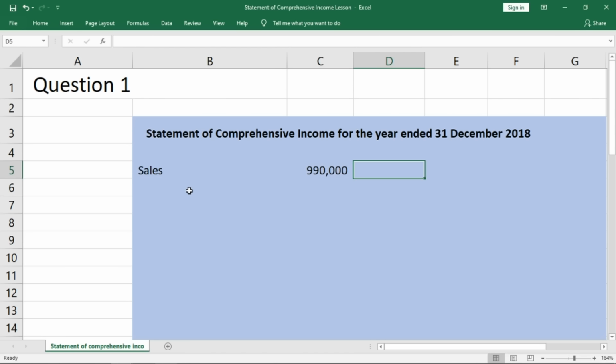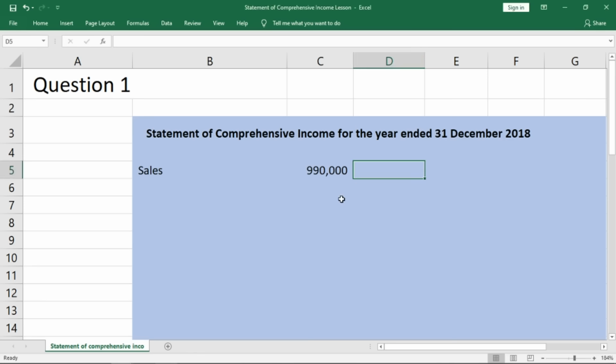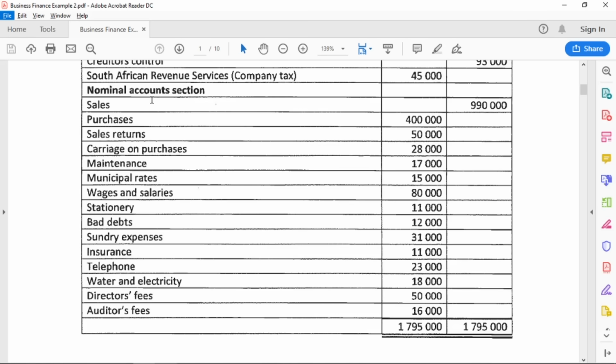Okay, and then I'll put my final figures in column D over here. But the reason I put that 990,000 in column C is because there's something else. First let me highlight the sales, because we have just done that one. It's important for you to tick whenever you've done a line item or addressed something, so that you don't miss it in the end, and you also don't get confused as to which numbers you were initially working with. And then we have purchases, we have sales returns.